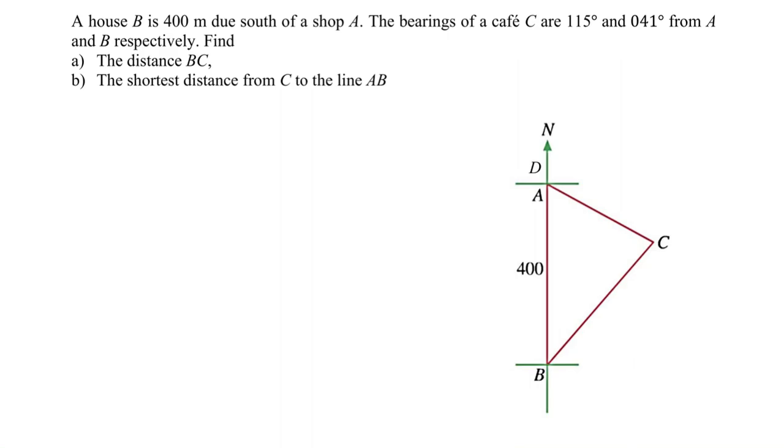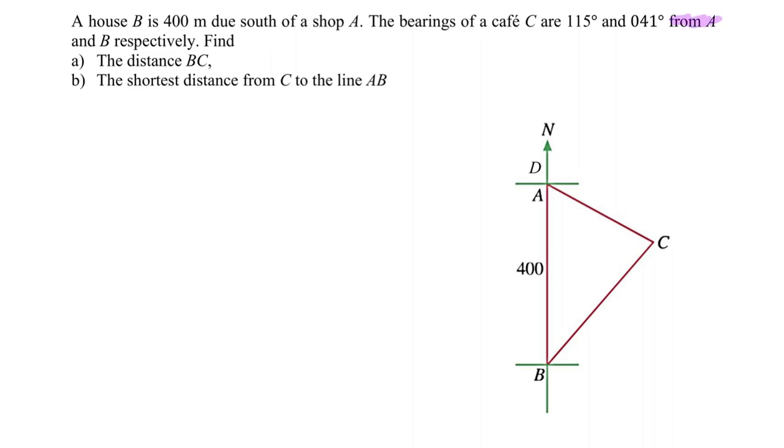Hello everyone, welcome to this question where we are given that there is a house B which is 400 meters due south of A as shown in the diagram. That's where the north arrow is. The bearings of cafe C are 115 degrees and 41 degrees from A and from B respectively.